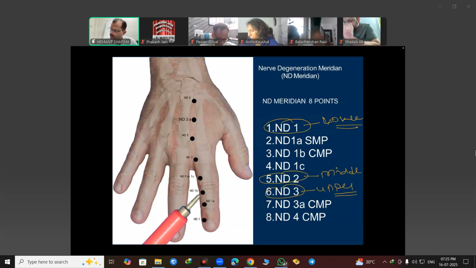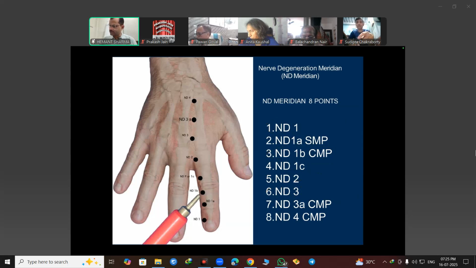Then we know ND1 is the CMP point and we use it for any problem of the nerves in our body. It is just above the middle joint, ND1V. We use it for any nerve problem happening anywhere in the body. That is a CMP point.